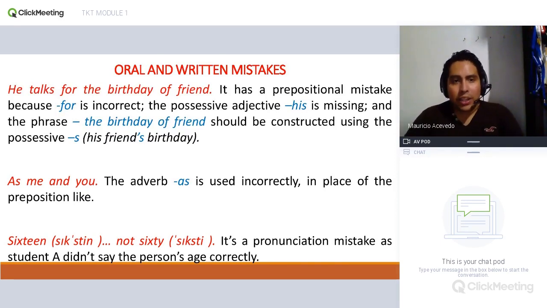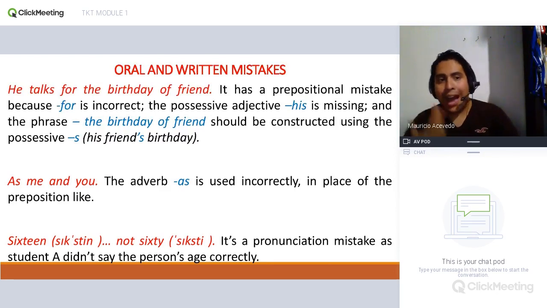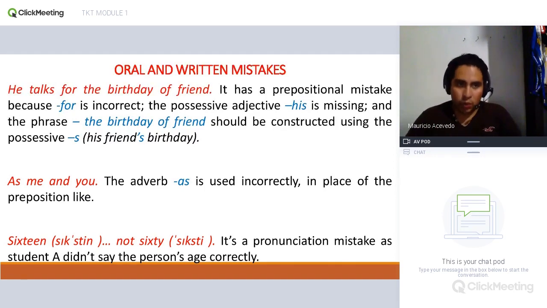Okay, "as me and you": the adverb "as" is used incorrectly in place of the preposition "like," as in "like me and you." We cannot say "as" in this case. Remember that "as" is more for ideas, as I told you, and so on. And in this case, for people, we use more "like you and me," or "me and you."